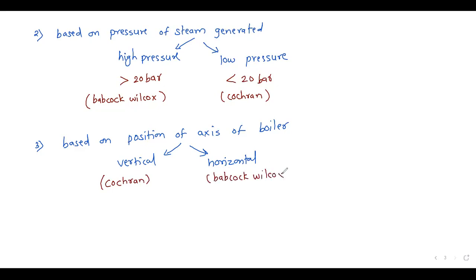You have to remember the examples, because sometimes in the exam you will get a question like, let's say, Babcock and Wilcox boiler is. The options will be high pressure and vertical boiler, high pressure and horizontal boiler, such type of options. So better you remember the classification and at least one example of each. That is more than enough.